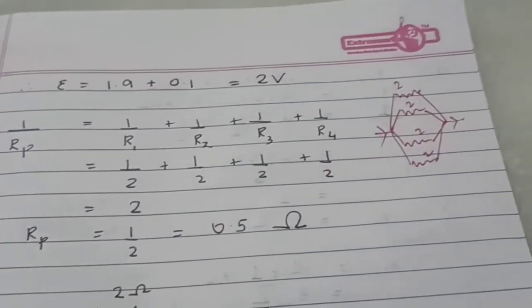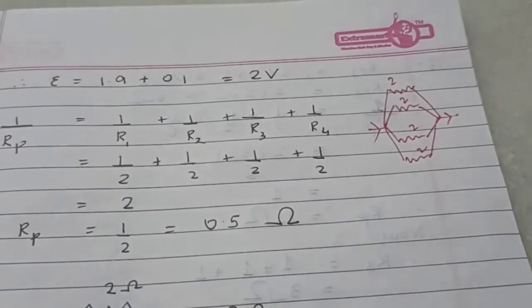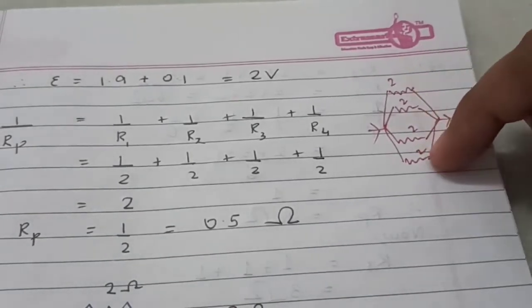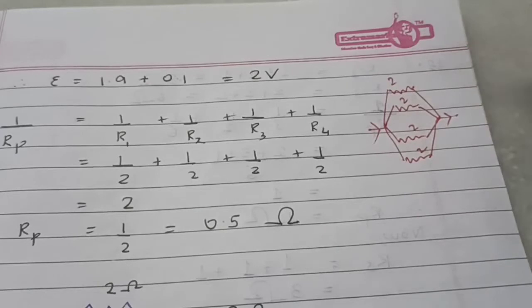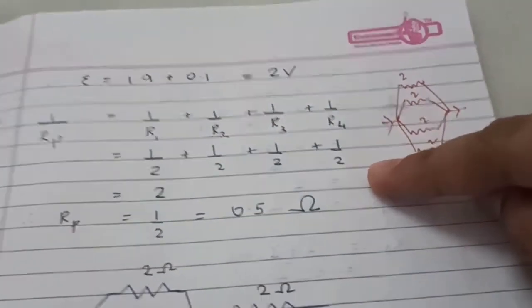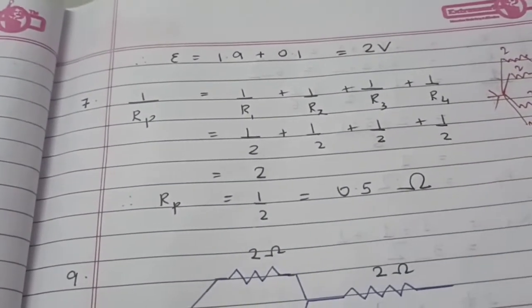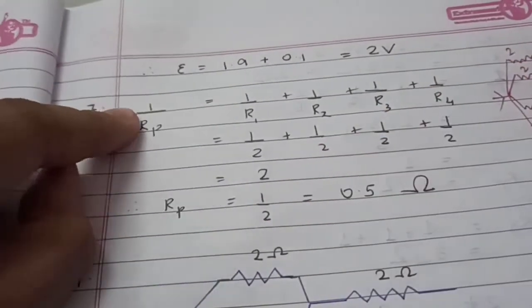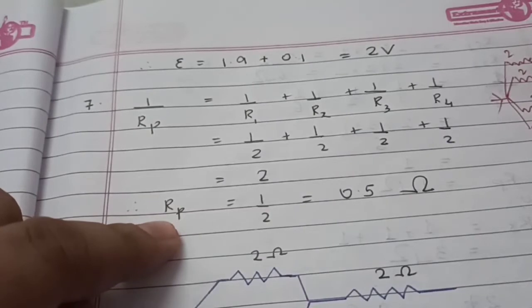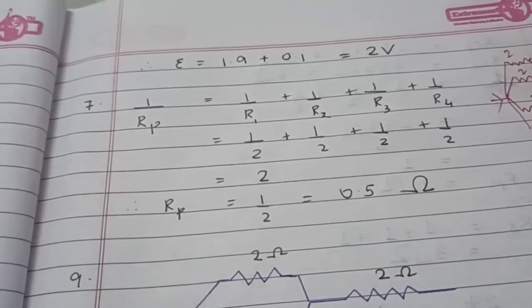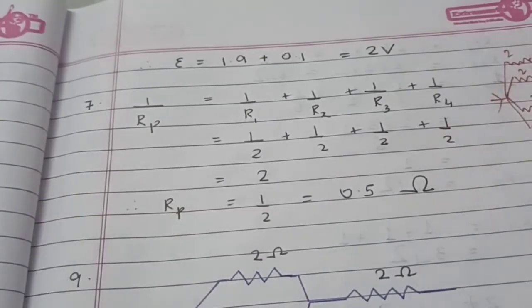By the way, when in parallel, the total resistance will definitely be very small. It will be less than 2 ohms. In series, the total resistance is always more. In parallel, the total resistance is less than the smallest value out of these. So this is the formula. And in the end, don't forget to reciprocal it. That's a big silly mistake which students do. Reciprocal it to get the value of resistance in parallel, which is 0.5 ohm.